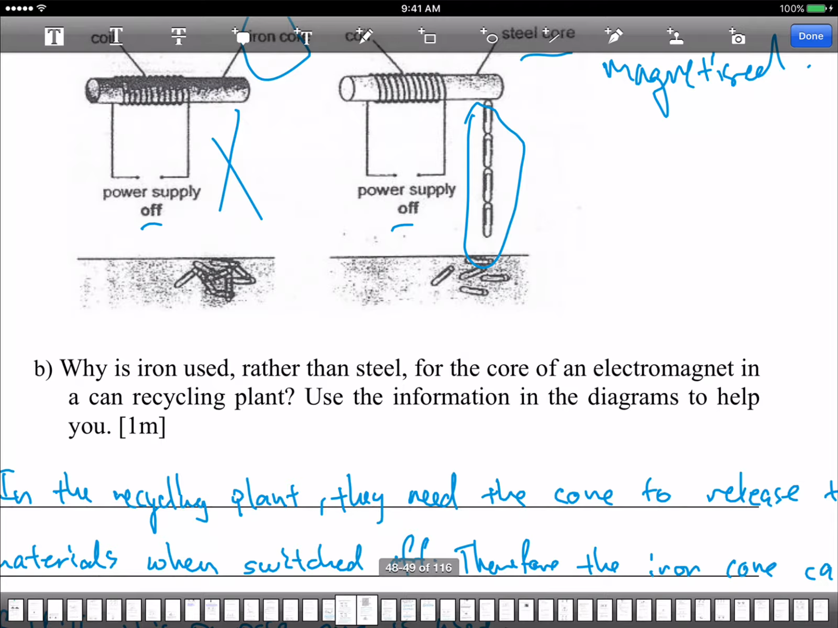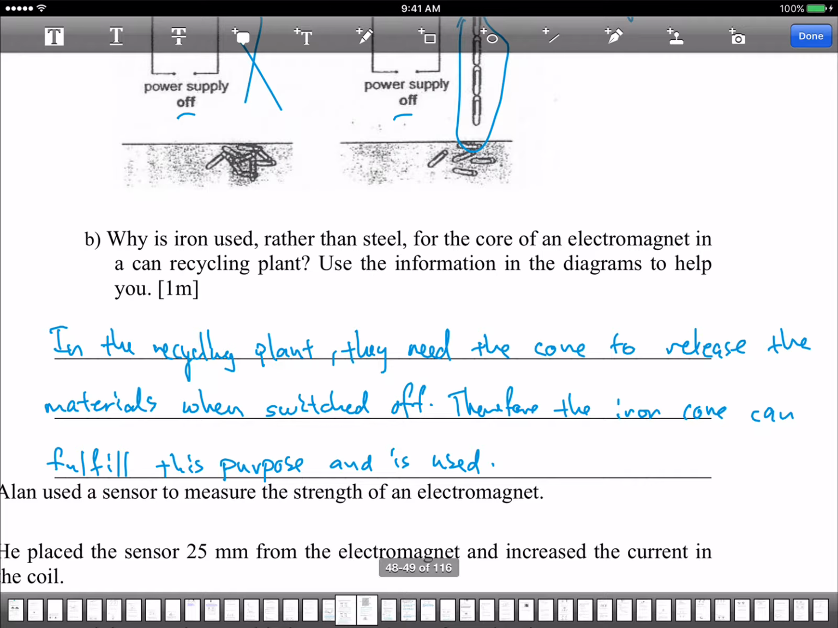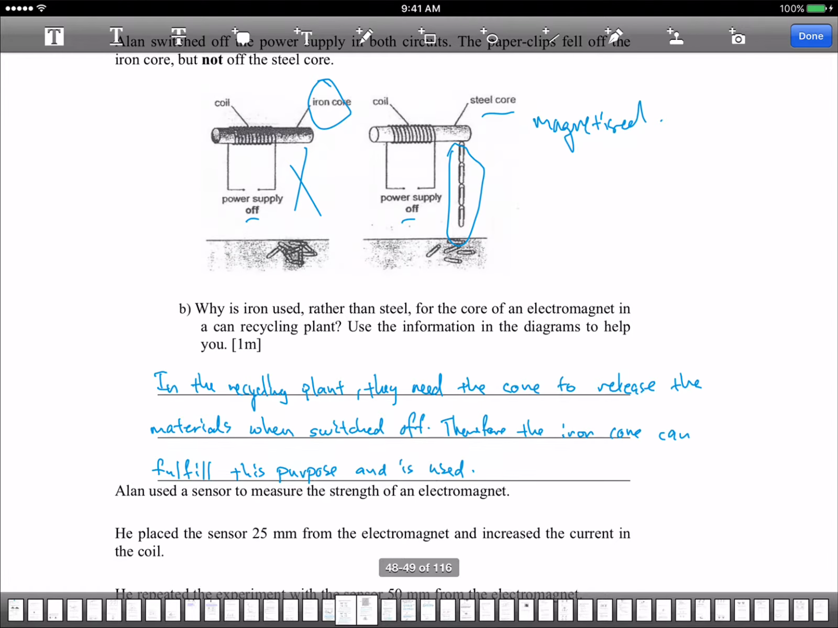Okay, so this is what they are asking about, right? How come in the recycling plant they use iron? They don't want to use steel because you need the paper clip to drop. You cannot keep holding the paper clip like that in the recycling plant. Okay, so that's why we say that in the recycling plant, they need the core to release the materials so that it can be recycled, right? Okay, don't worry about copying, right? We will try to give you a copy of these answers.